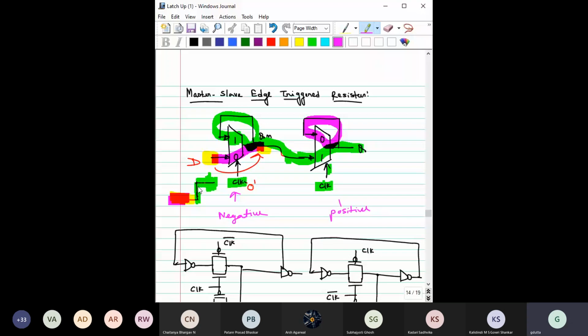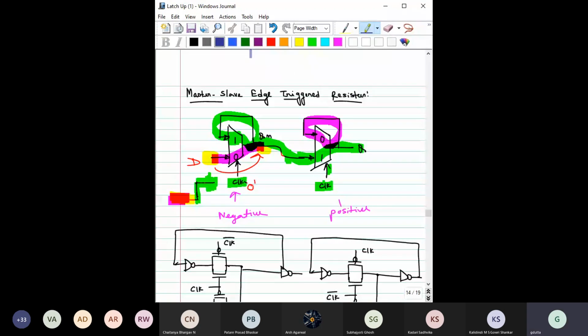So that's how you can make a master slave positive edge triggered register. Now it is not a latch. Now it has become a register. We are not using the term flip-flop because a flip-flop can be edge triggered, and it can be level triggered as well. So to differentiate between latch and register, we are using the term register, not flip-flop.